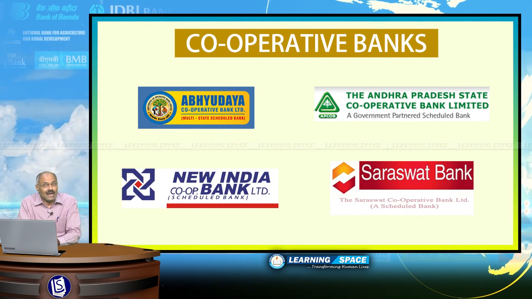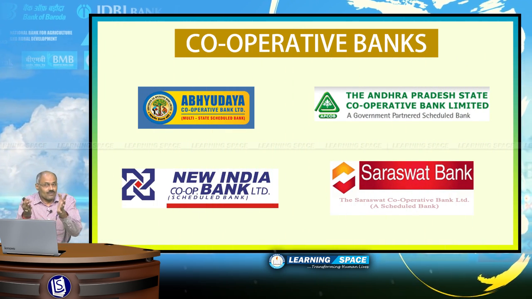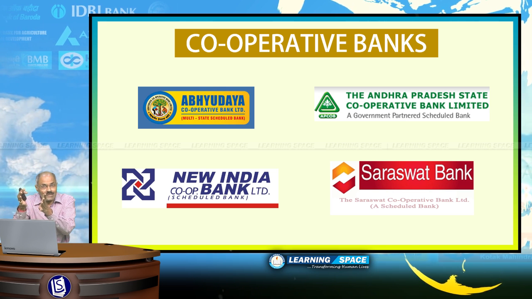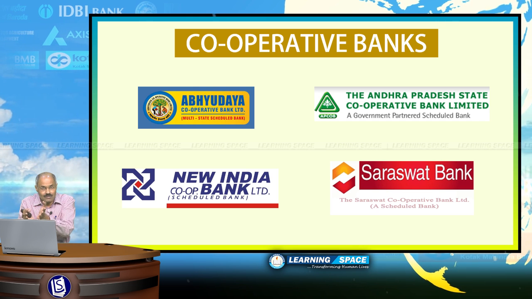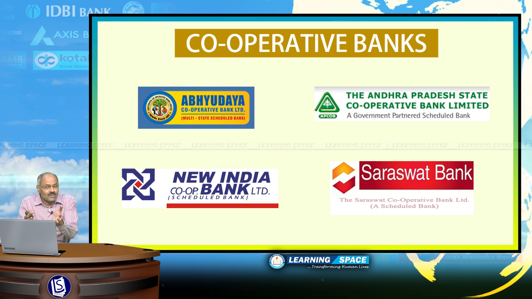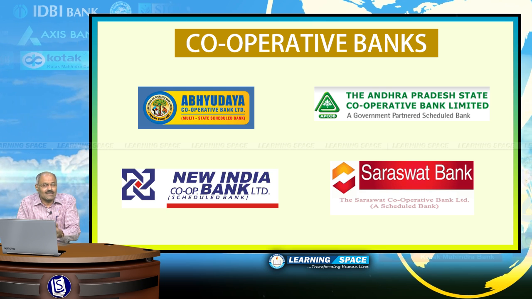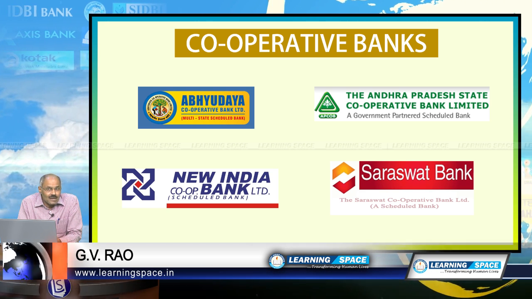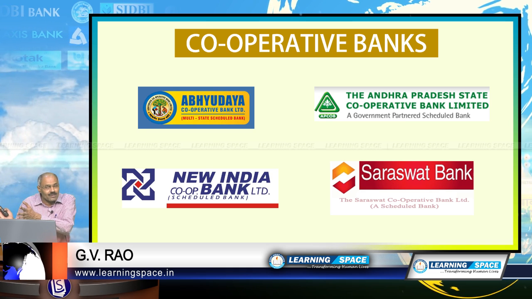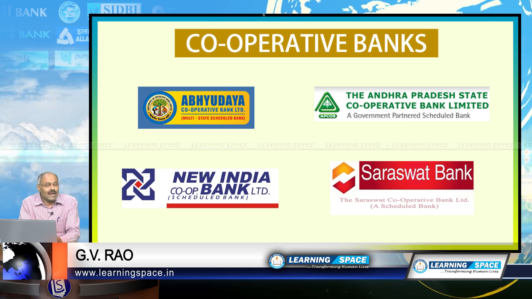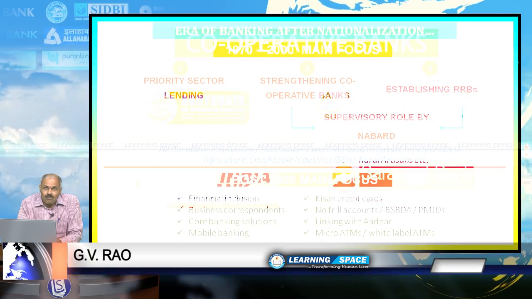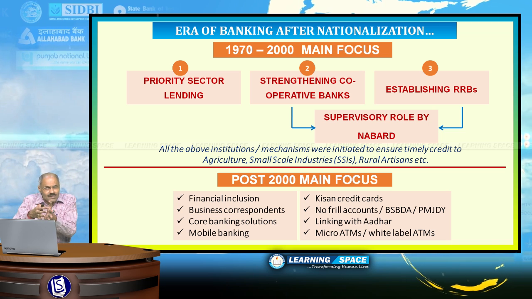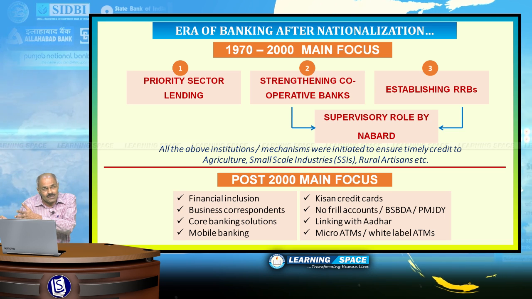Please look at this slide. Some logos of cooperative banks are given: Abhyudaya Cooperative Bank, Andhra Pradesh State Cooperative Bank, then Saraswat Bank. These are examples of cooperative banks, and we are going to discuss what a cooperative bank is and what a regional rural bank is. Before going into that, I would like to briefly tell you what the focus was before 2000 and what it is after 2000.